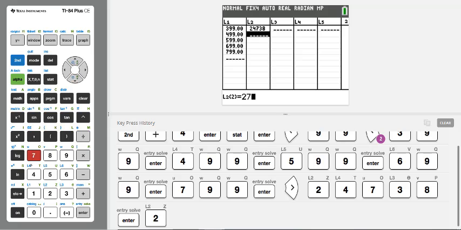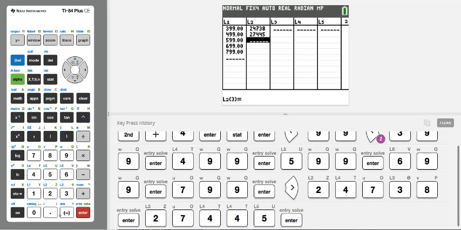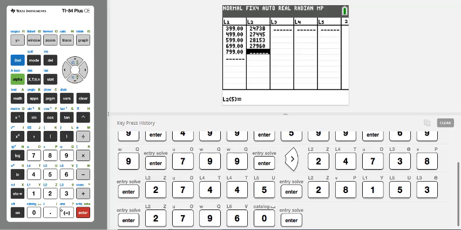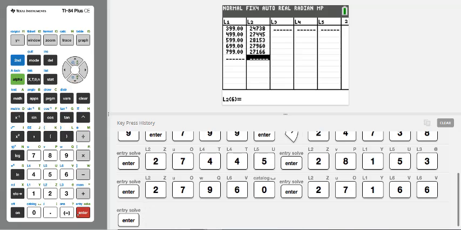All right, so we should have 24,738 and 27,445 and 28,153, 27,960, 27,166. Okay, there we go. That's all in there.